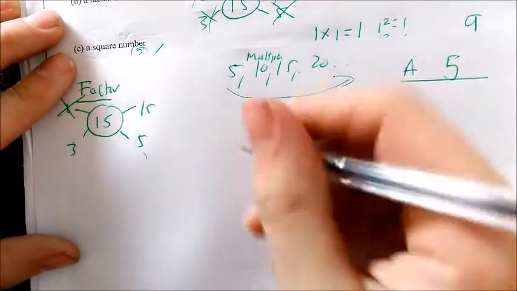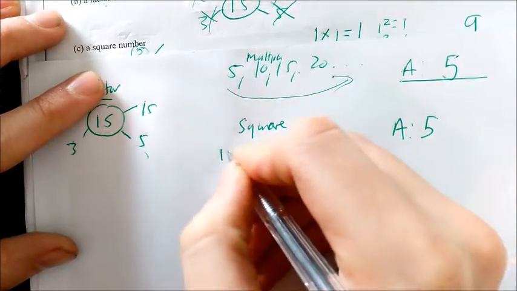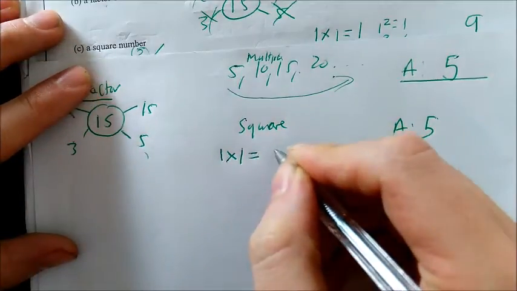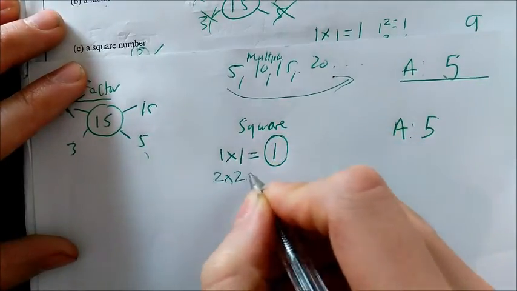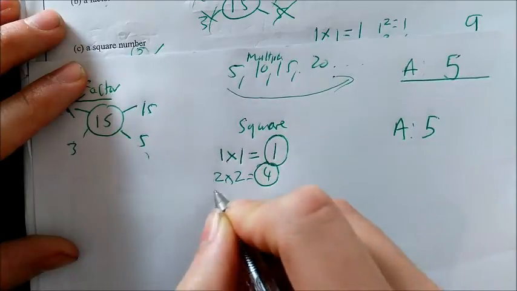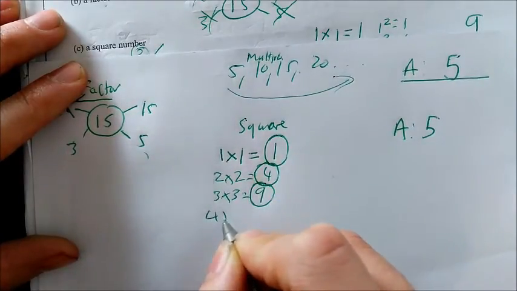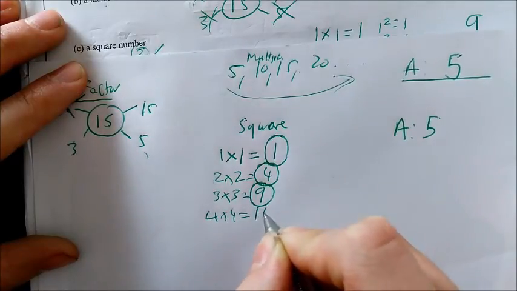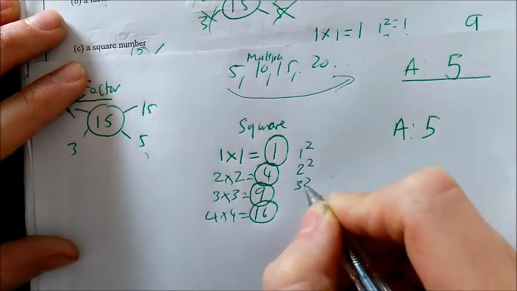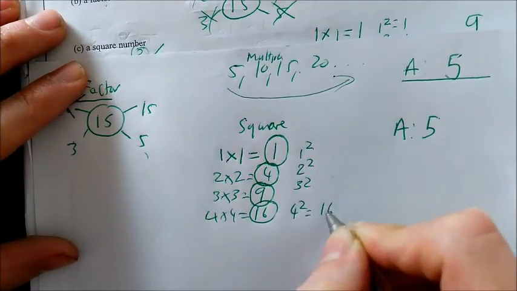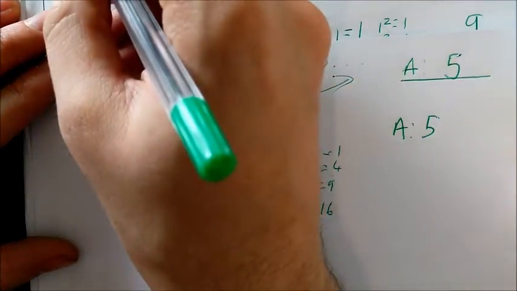Then I've got C, square number. That just means a number that's made by another number times itself. So 1 times 1 is 1, so 1 is a square number. 2 times 2 is 4, so 4 is a square number. 3 times 3 is 9, so 9 is a square number. 4 times 4 is 16, so 16 is a square number. You could also write it as 1 squared, 2 squared, 3 squared, 4 squared equals 1, 4, 9, 16. I'm going to look at my list.